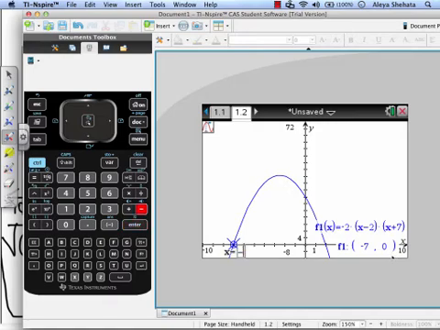And then I'm going to type in negative 2.5. If I look at it, it appears to be at the vertex. I'm not 100% sure it is. I would need to use the maximum function, but I have an idea that it is the vertex. So use your graphing calculator as a tool to check to make sure that you graphed it out correctly.